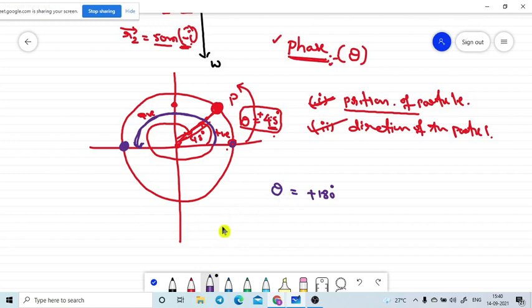If a student says that theta is equal to minus 45 degrees, where is the particle located? The particle is located in the fourth quadrant, somewhere here, making a 45 degree angle. In which direction is the particle moving? In the clockwise direction. That information is given by the phase.